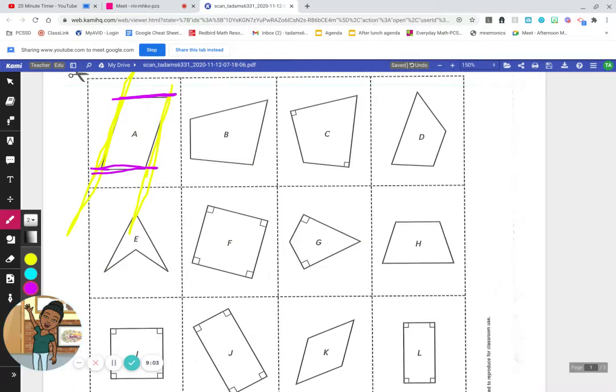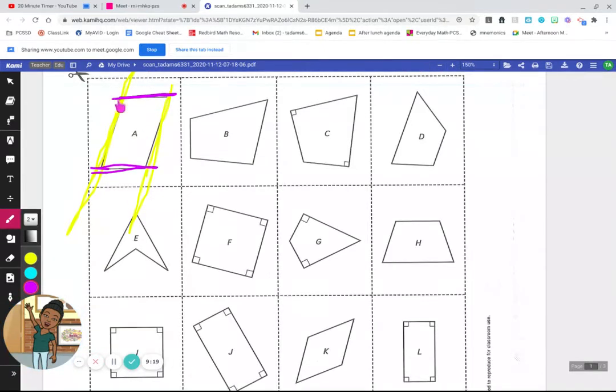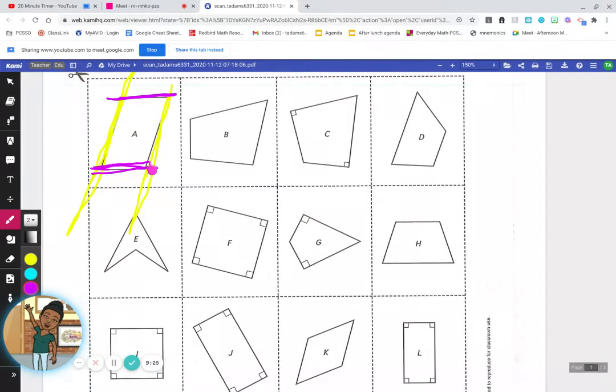Only looking at the purple lines. Are the purple lines parallel, perpendicular, or intersecting? Yes, they are parallel as well. When I look at this quadrilateral A, I can see that this quadrilateral has 2 pairs of parallel sides.